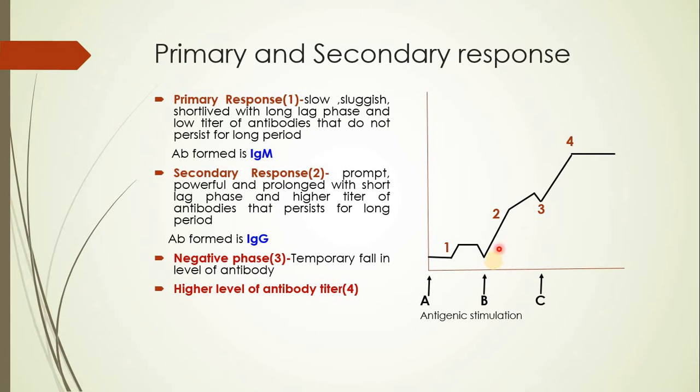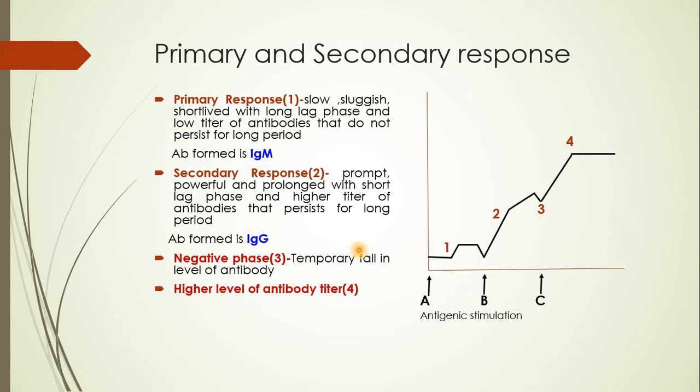And here I can say that the lag phase is almost negligible, or you can say very short, and there is a higher level or higher titer of antibodies, because already the memory cells which were triggered with the previous experience of the antigen will start secreting the antibodies, and the new antibodies will also be synthesized because of the second infection by the same type of antigen.